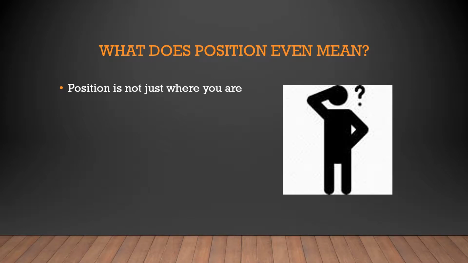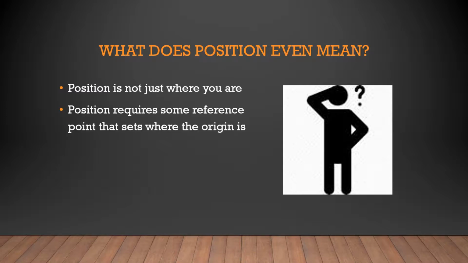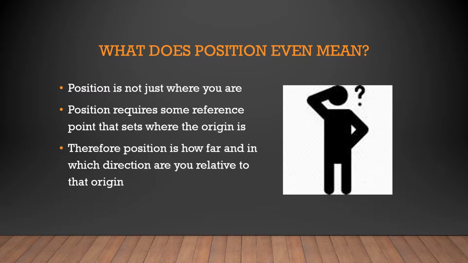Position is not just where you are. It's key about being relative to some reference point. It needs some kind of origin to set up. You are 2 meters to the left of 0, whatever that is. You need that reference point to set limits on what you're looking at, so you know whether you're in a positive or negative direction. So position is not just how far, it's how far and in which direction you are relative to that origin.